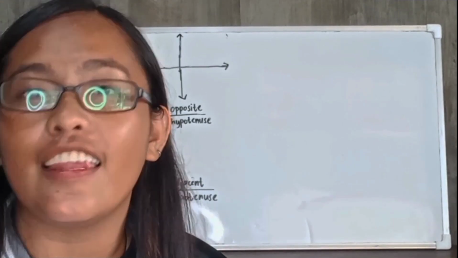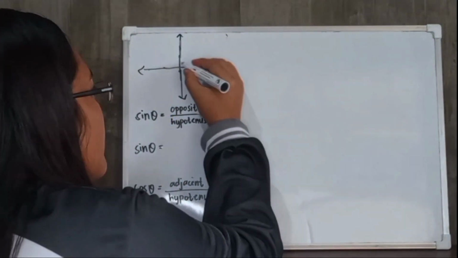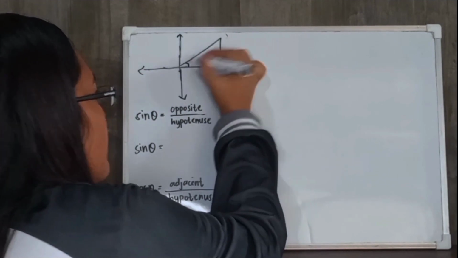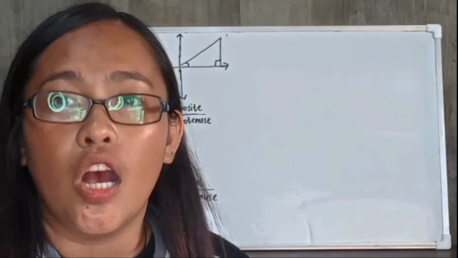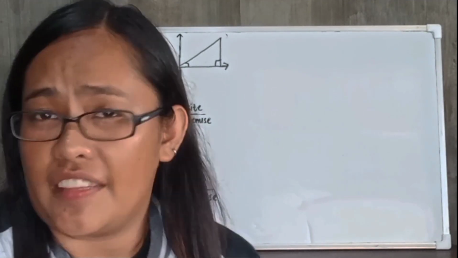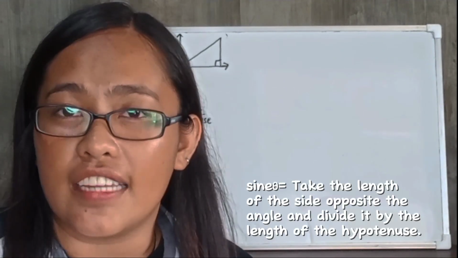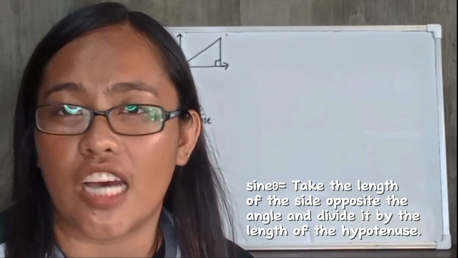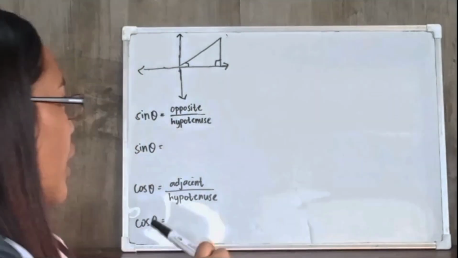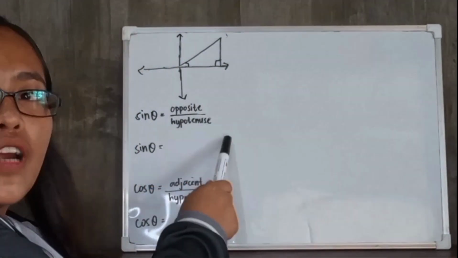In a Cartesian plane, let's plot a triangle. As we all know, in trigonometric functions, when we talk about the sine of an angle, say theta, it's like saying take the length of the side opposite to the angle and divide it by the length of the hypotenuse. So just like here, sine theta is equal to opposite over hypotenuse.